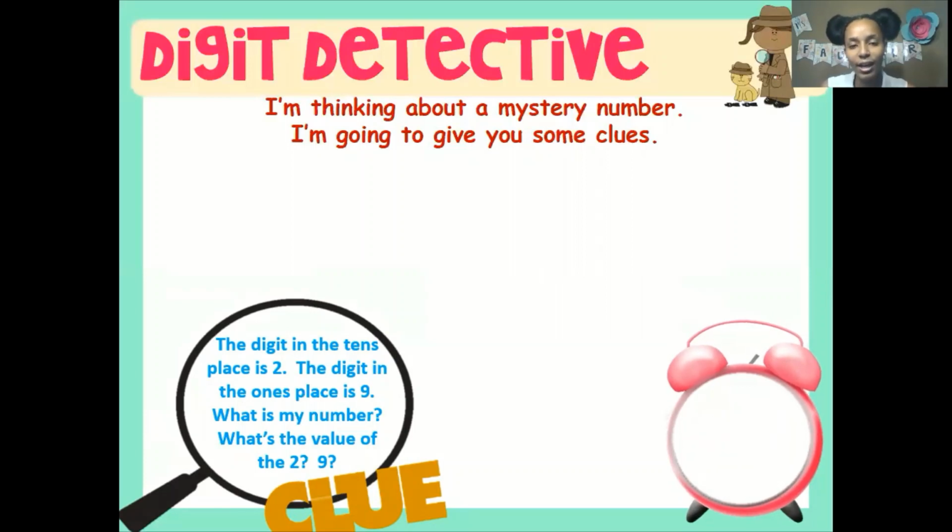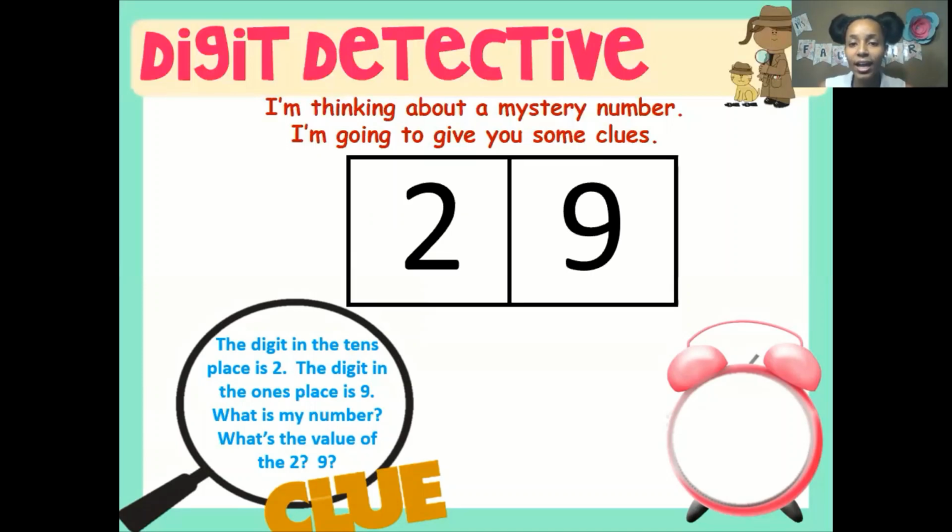All right, your time is up. Turn back to me so we can check our work and see if we've earned brag bucks. All right, so the digit in the tens place is 2, and the digit in the ones place is 9, so our number must be 29. If you got that, give me a double high five. Now, we got 2 more answers. What's the value of the 2?